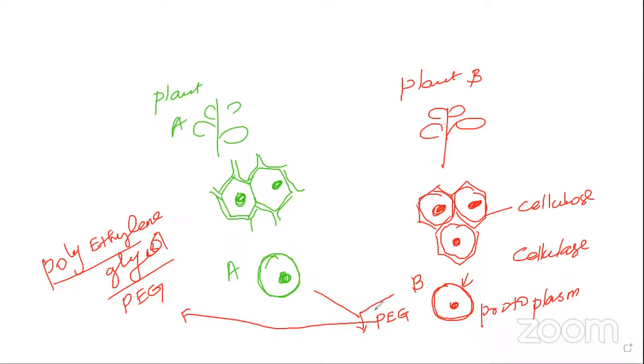After the fusion, what happened? You will get a combination of both. This is the A sample and this is the B sample, A protoplasm and B protoplasm. This side is B and this side is A. So it can be introduced into the host cell, the host being E. coli.